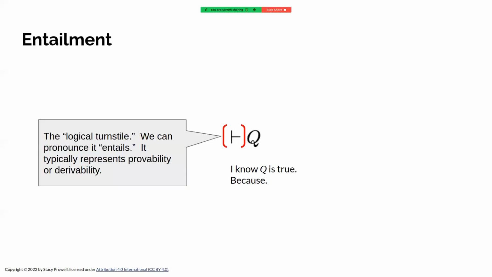The little thing in front of it is the logical turnstile. If you want to say it out loud, instead of saying logical turnstile, which makes you feel weird, just say entails. So it represents entailment. Like everything, it gets misused in a variety of ways in different contexts, but normally it represents provability or derivability, right? I have done some work, and from that work, I can conclude that Q is true. Or I've done some work, and that work resulted in Q being true, right? I proved it or I derived it. And so I know Q in this case to be true.